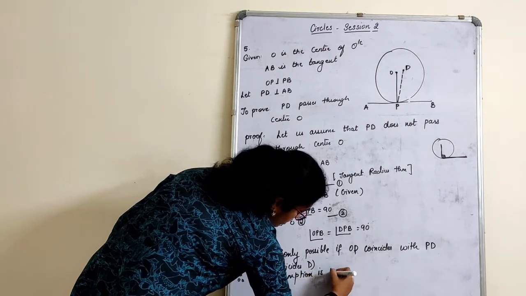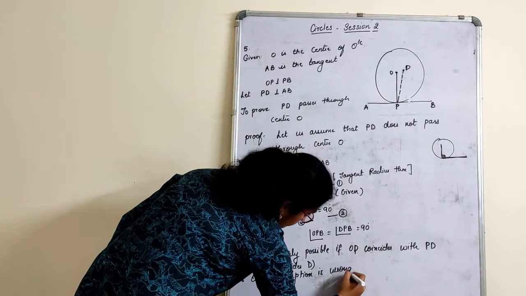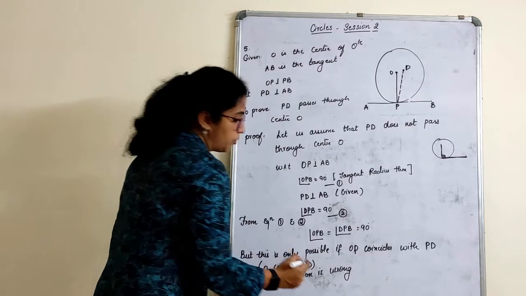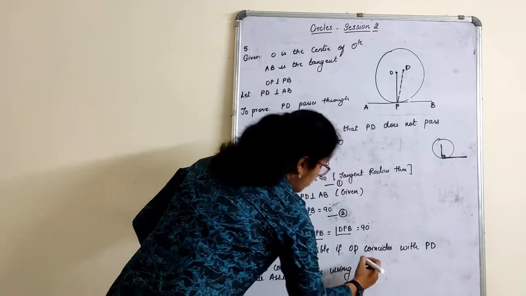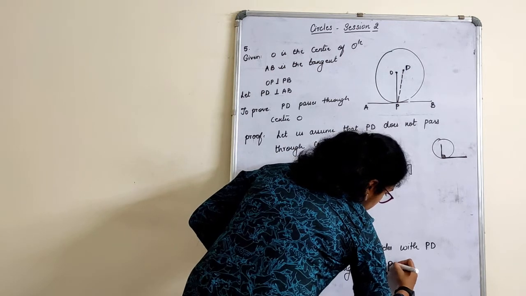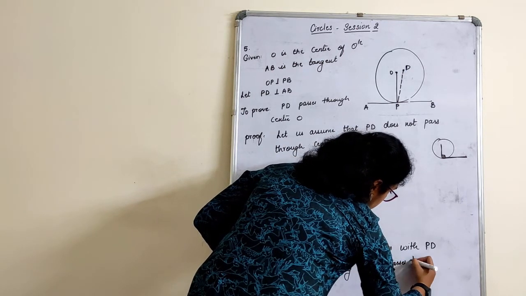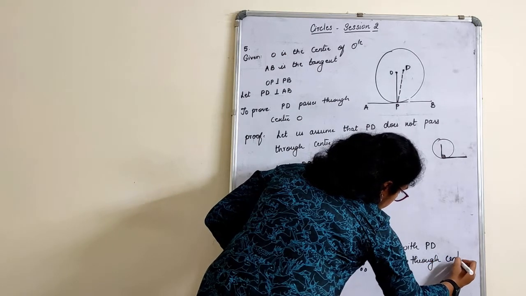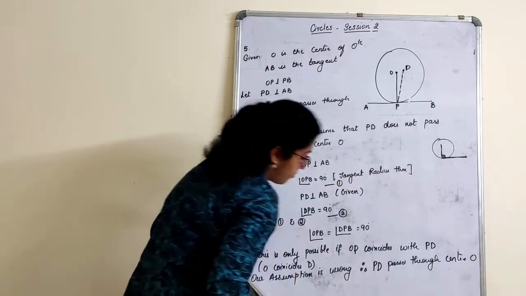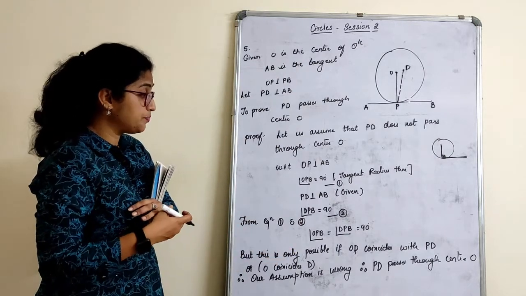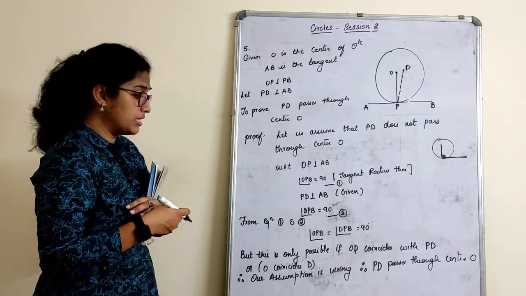Our assumption is wrong. What was our assumption? That it does not pass through center O. Therefore, what we can say here is PD passes through center O, right? But this is only possible if OP coincides with PD or O coincides with D.